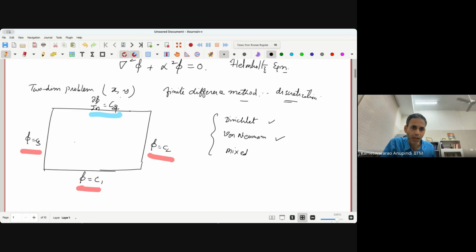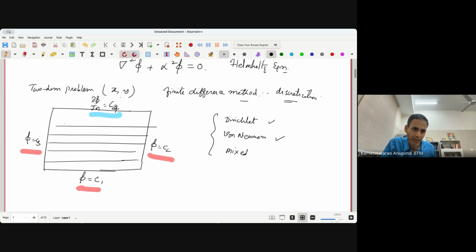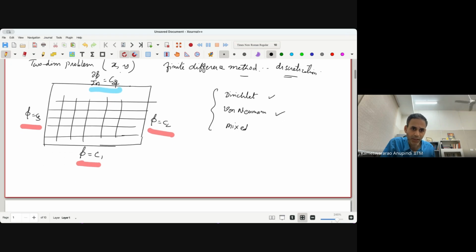That means we have to generate a mesh here. Let us assume we generate a uniform mesh in both the x and y directions. So that is the mesh we're going to generate. Let us generate a uniform mesh, with delta x as the grid spacing in the x direction, and delta y as the grid spacing in the y direction.